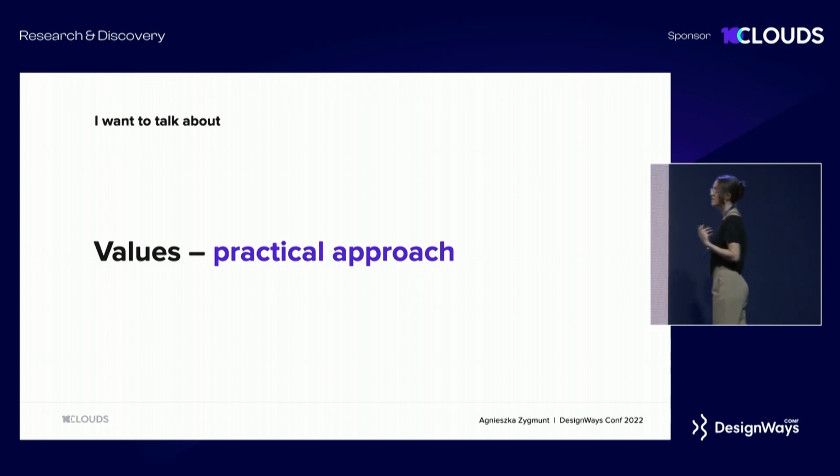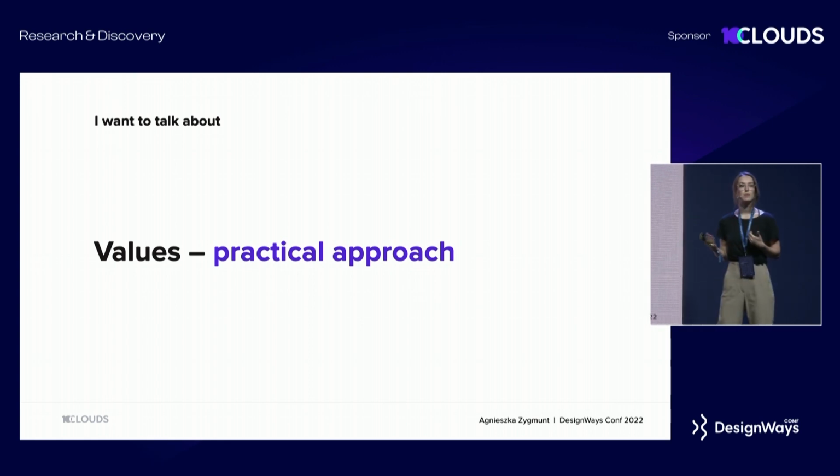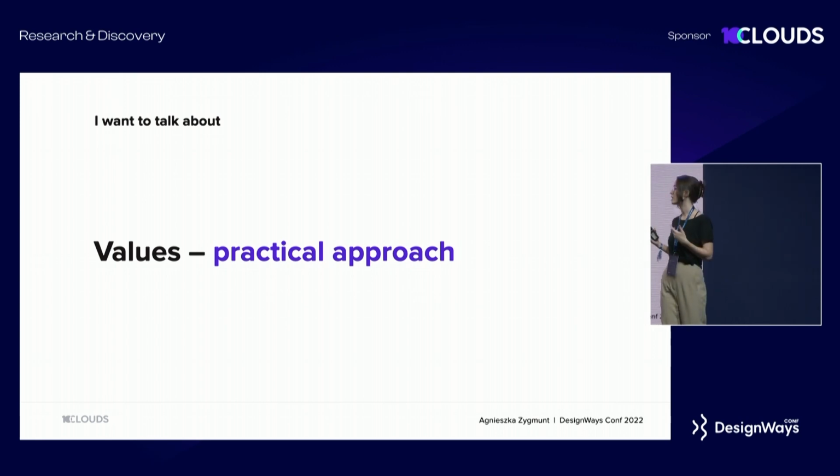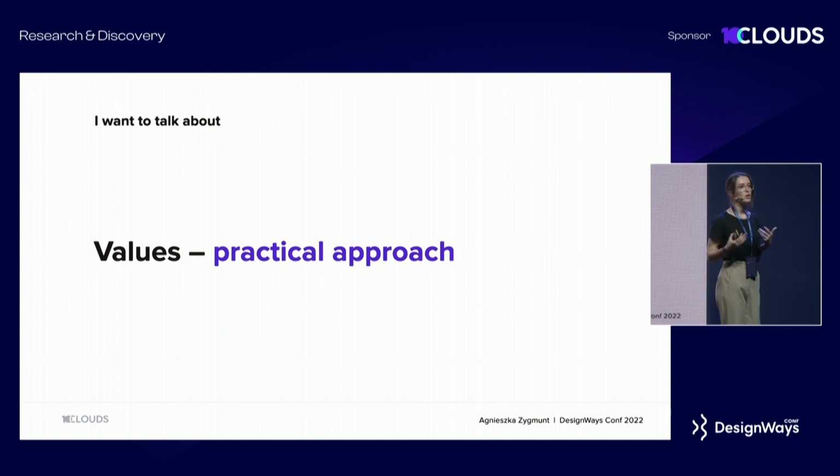Because having values is one thing. It's like the first step. Using the values, delivering them to the users, is the next step that we quite often forget about. So today we'll be talking about this practical approach. Of course, I won't be talking about, I don't know, the UVP canvas or something like this. It will be more about the tools that we are using at 10 Clouds that you also can use in your process, in your day-to-day work.